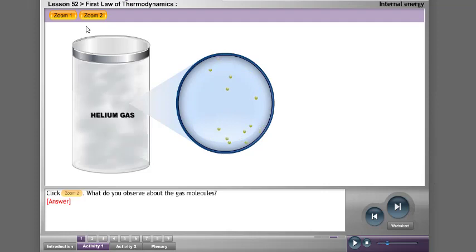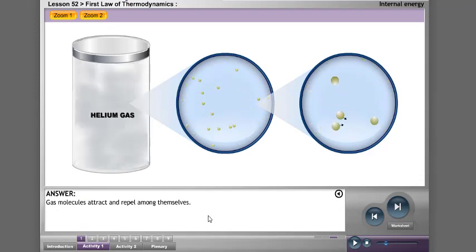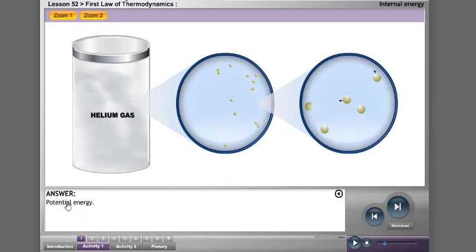Click Zoom 2. What do you observe about the gas molecules? Answer: gas molecules attract and repel among themselves. What type of energy do the gas molecules possess due to the forces between molecules? Answer: potential energy.